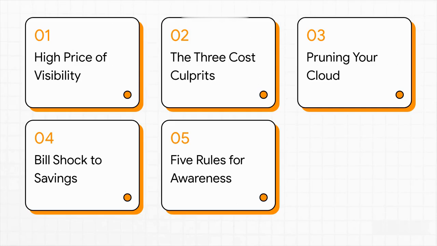So here's our game plan for today. First, we're going to understand why visibility is so expensive in the first place. Then we'll meet the three main culprits that are secretly driving up your bill. After we've identified the problems, we'll get to the good stuff, the solutions, and how to prune those cloud costs. We'll even look at a real-world success story and wrap it all up with 5 solid rules you can use to keep those costs in check for good.